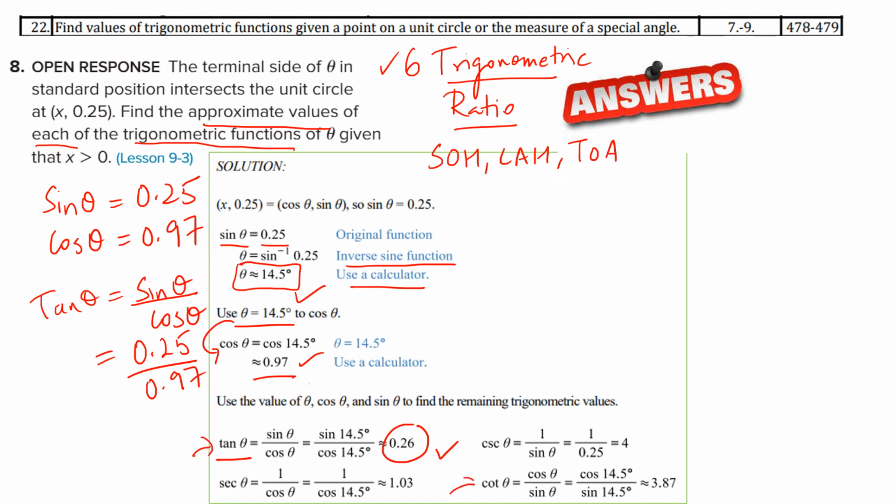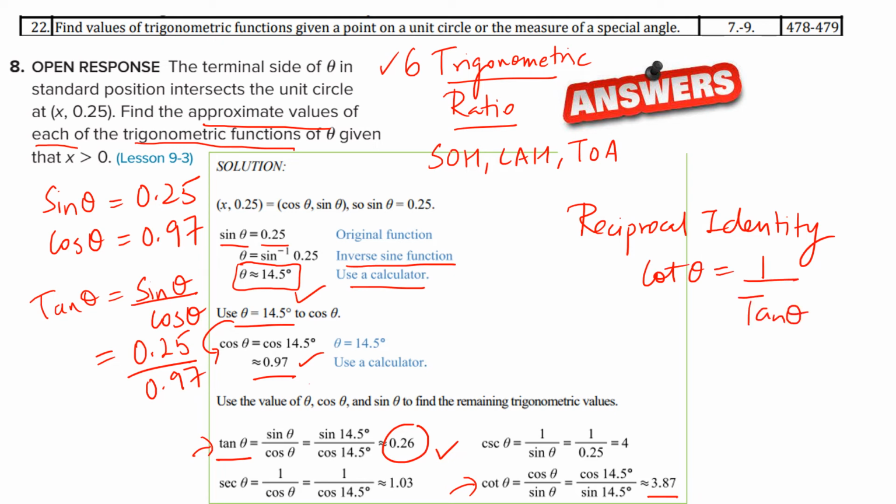Now, what is the reciprocal of tan? It is cot. So just take the reciprocal, and this one comes out to be 3.87. What did we use here? We used the reciprocal identity. That works as a shortcut, even though here they have done the division, but there's no need, because you know cot theta is 1 over tan theta. So simply you could just take the reciprocal of 0.26. It is approximately the same value, 3.87. So that's about sin, cos, tan, and cot.